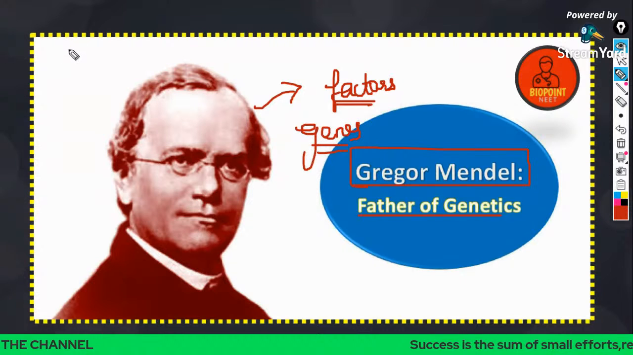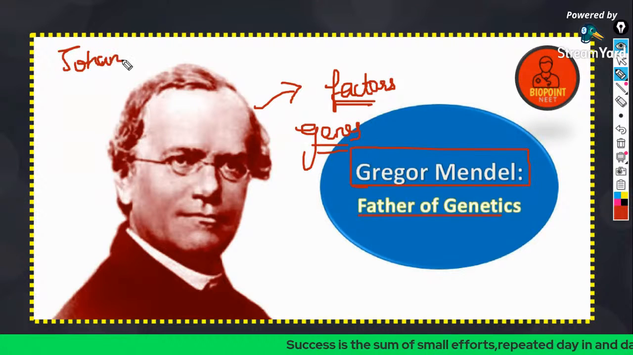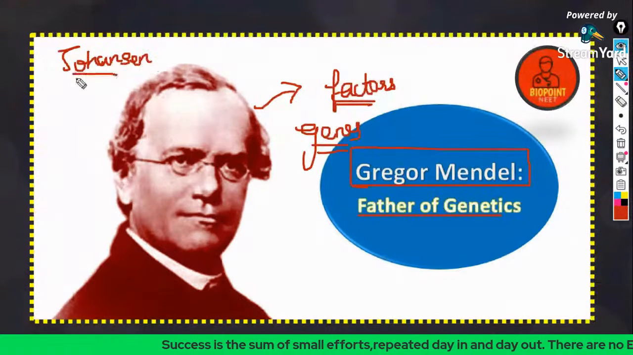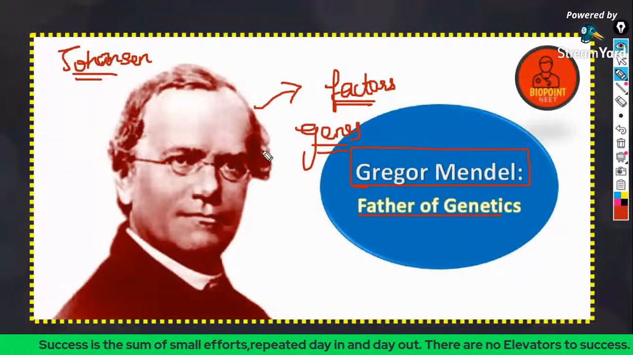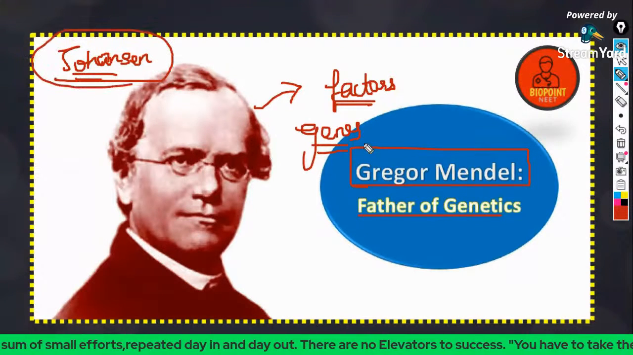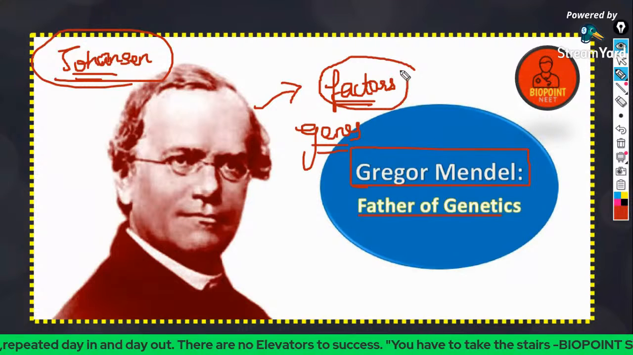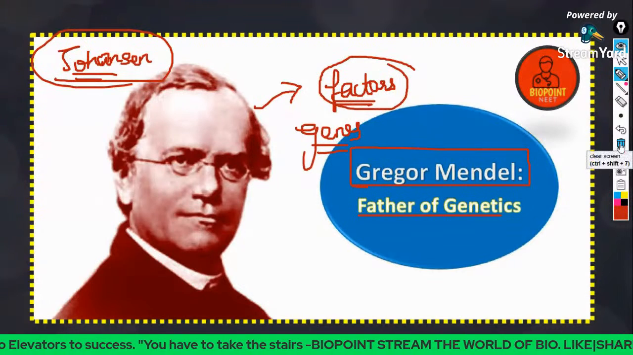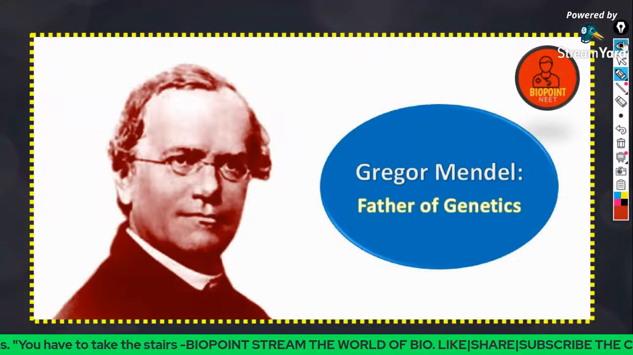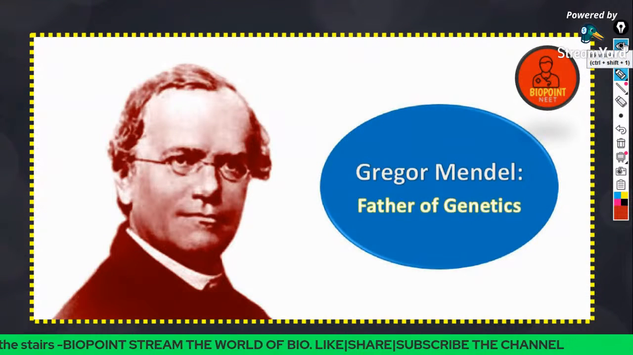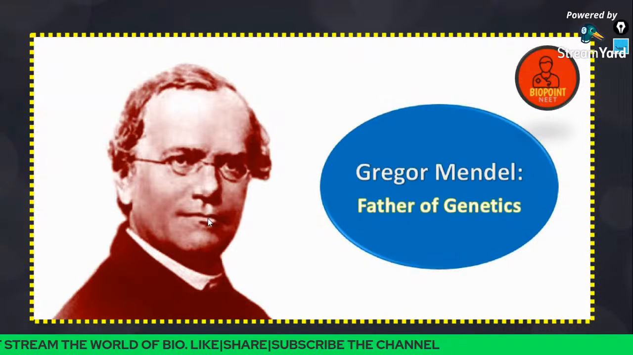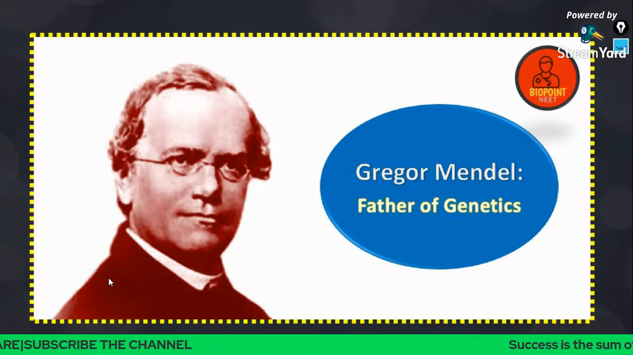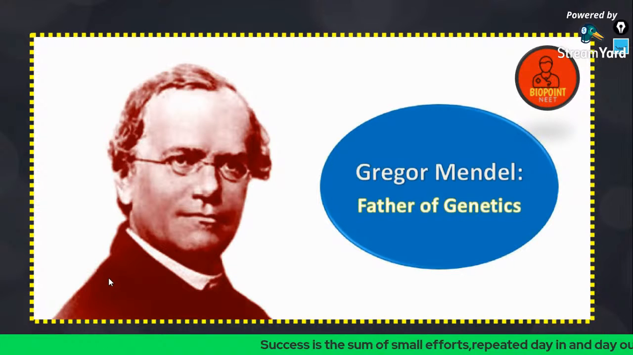Who coined the term genes? The term genes was coined by Johannsen. So Gregor Johann Mendel used the term factors instead of genes, because at that point of time when Mendel was doing the experiment, there was no idea about chromosomes, nucleus, or any structures or even DNA. Yet he discovered heredity and variations which are seen in animals.